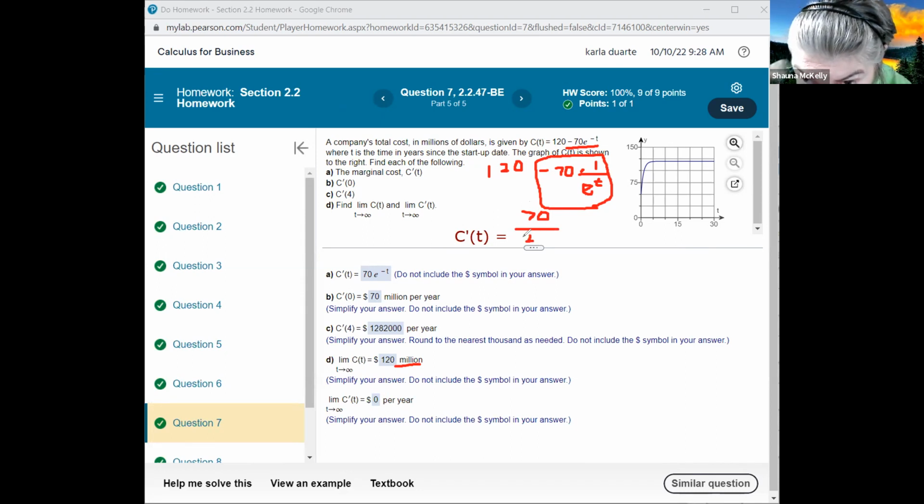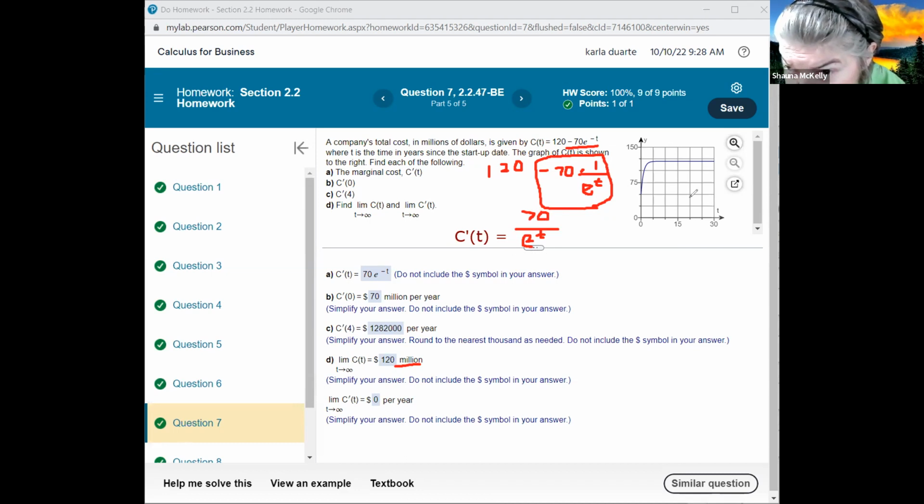Now, okay, so if t is going toward infinity, it's getting infinitely bigger, then this whole bottom part is getting huge, right? And so 70 divided by a huge number makes this number really small. So what happens is this whole term goes to 0.